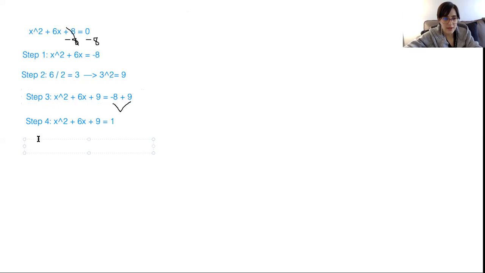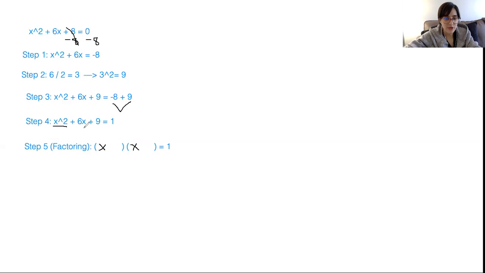Step 5 is my factoring step. In order to factor, I'm going to create 2 sets of parentheses. Okay. And then I'm going to keep the right side the same. So equals 1 stays the same. Now I'm going to take whatever variable I have that's squared, that's x squared, and I'm going to put it in the beginning of my parentheses, both of them. So one of these x's is going in here, and one of these x's is going in here.